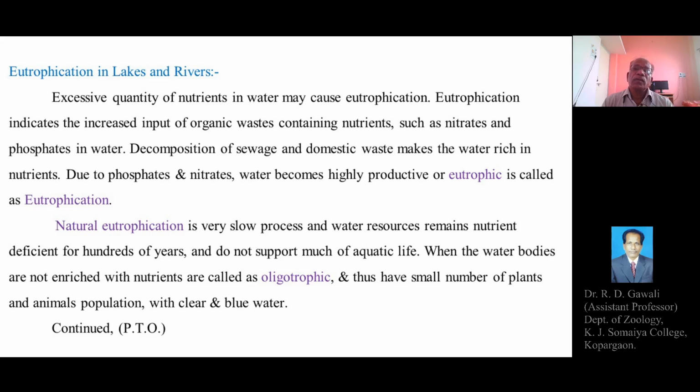But when there is a tremendous increase in the quantity of organic waste like sewage or domestic waste released into nearby water resources due to human activities, particularly drainages from cities, towns or metropolitan cities, this leads to contamination or pollution of the water resource, resulting in an increase in nutrients like phosphates and nitrates.